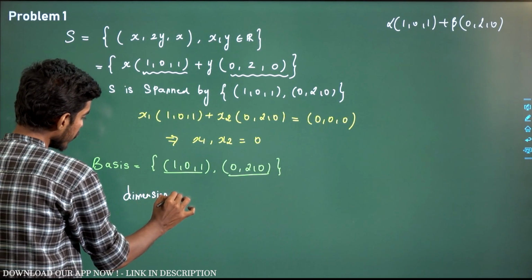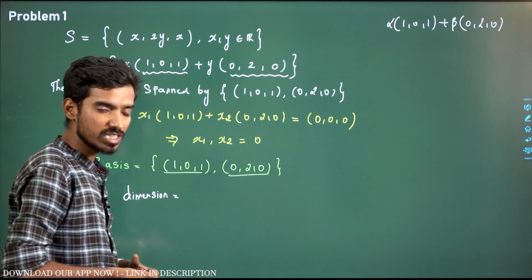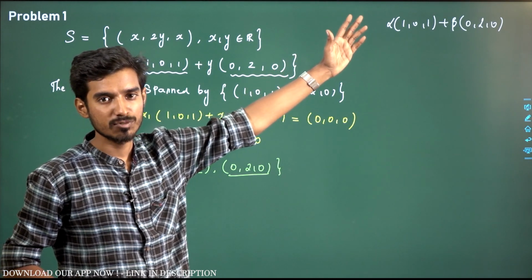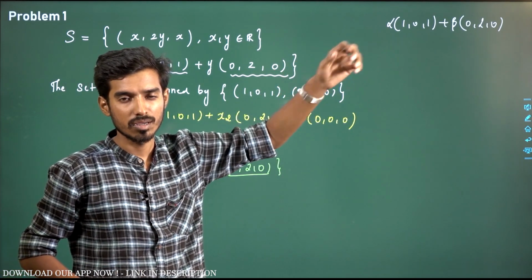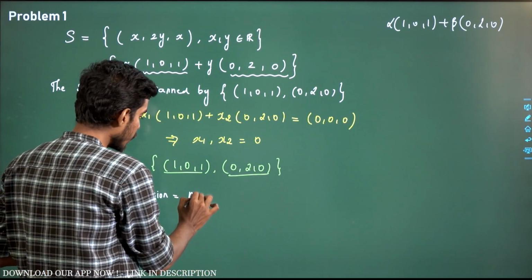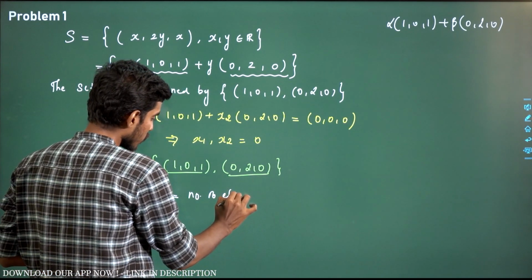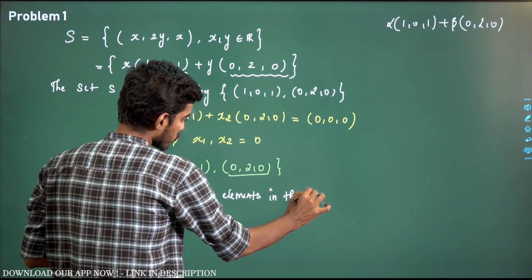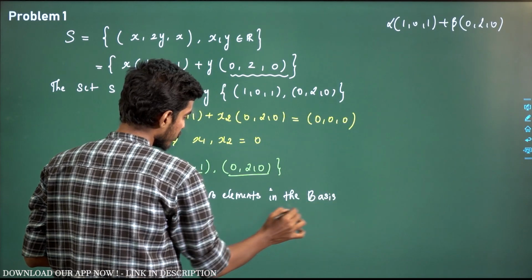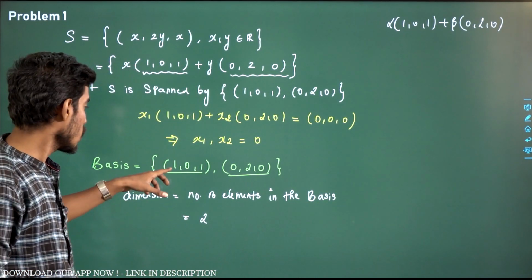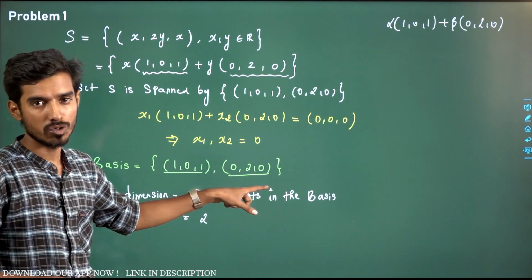If you go by the definition, we can talk about dimension only for a finite dimensional vector space. Here our vector space is finite dimensional, R3 over R, which is of dimension 3. So dimension is the number of elements in the basis. There are two elements, so the dimension is 2, and the basis is (1,0,1), (0,2,0), right?